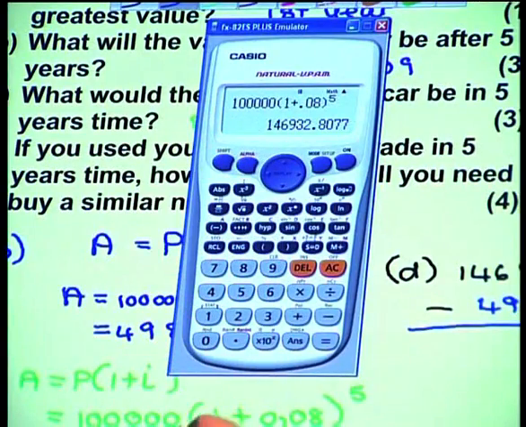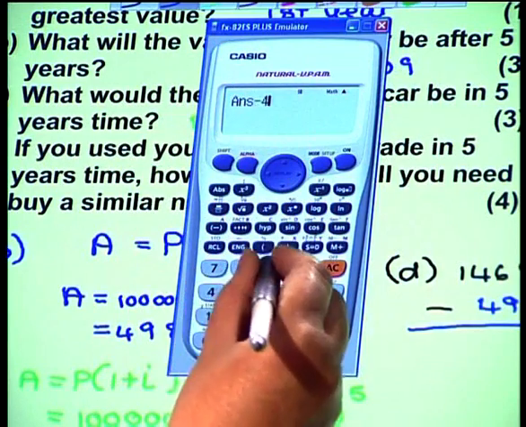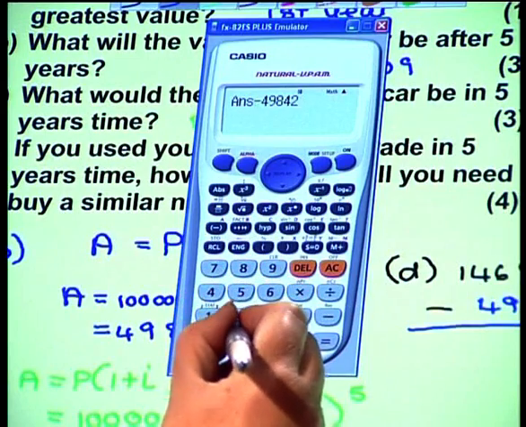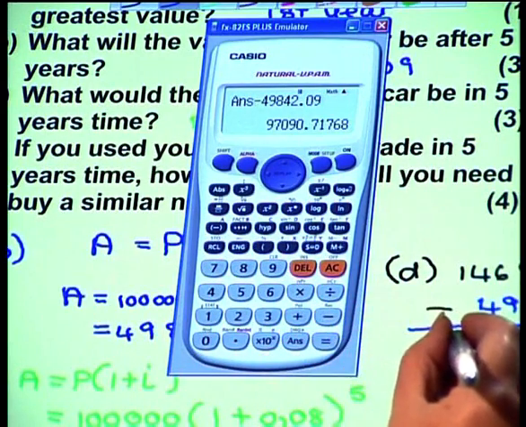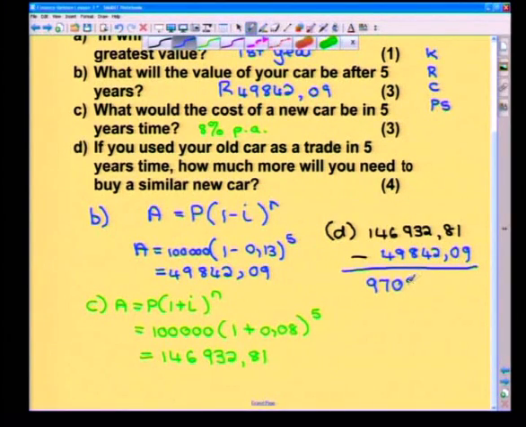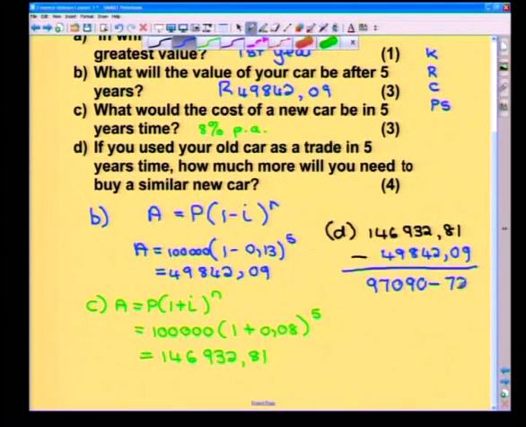So let's get the calculator up again. I've still got that figure in there, so all I have to do is subtract. Notice immediately it throws the answer up there, 49842 and 9 cents. Right, that means I need 97090, and pulling it up again, 72 cents. Okay, so that's how much more money I would need to find in order to buy myself a car of the same standard. Quite scary, really, when you realize how much depreciation and inflation affect your daily living.